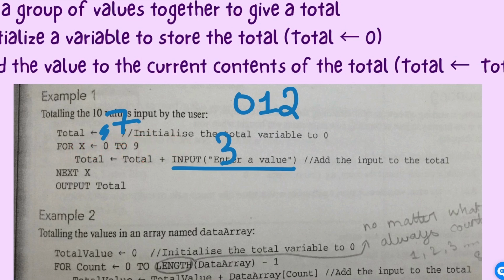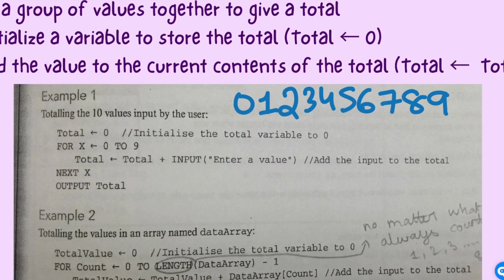And this continues again and again until 3, 4, 5, 6, 7, 8, 9 loops are done. In total, 10 loops are done. Once that is done, let's just imagine that our final total was 100. Then output total. So 100 is going to be displayed on the user's end.